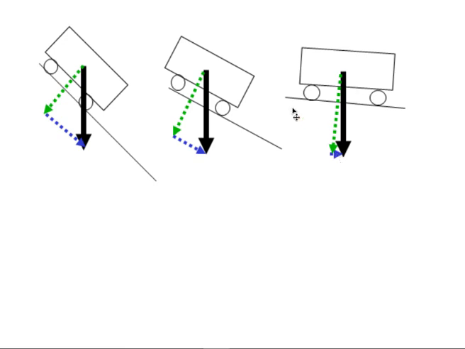If you made this perfectly flat, then this component would be 0, and the car would not accelerate at all. It would stay sitting there in equilibrium.